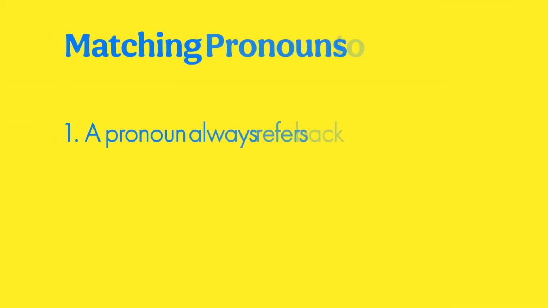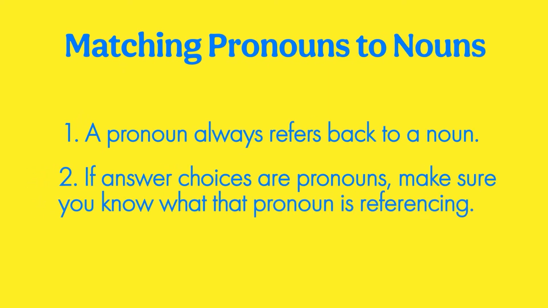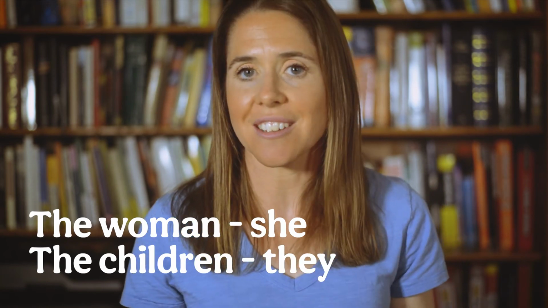But if you're using a pronoun, what you need to make sure is that you know what that pronoun is referencing. So when you see 4 answer choices and all of the answer choices are pronouns, what you want to do is look back in the text, and it might require reading a sentence beforehand, but you want to look back in the text and figure out what that pronoun is supposed to be referring to, and then choose the correct pronoun based on that. So if it's the woman, then you would choose she. If it was the children, then you would choose they. Make sense? All right, let's try it.